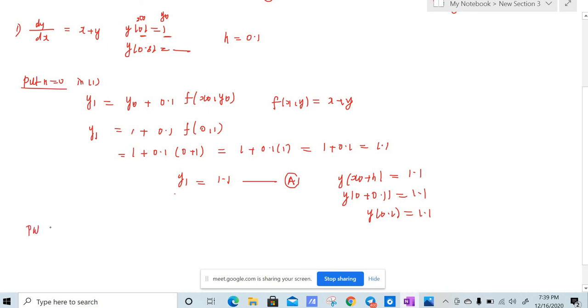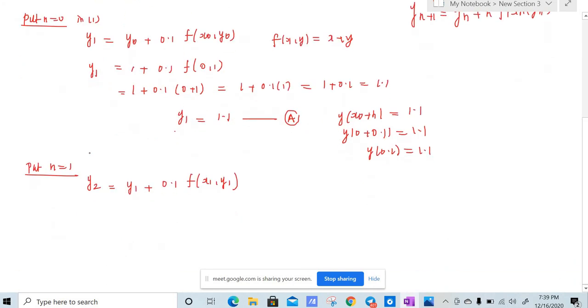So put n is equal to 1. If n is equal to 1, we will have y2 is equal to y1 plus h into f of x n comma y n. The iterative formula is y n plus 1 is equal to y n plus h into f of x n comma y n. You can also take h directly to be 0.3, so you will get 0.3 in a single step itself. But if h is not given, you need to take h as 0.1, then 0.2, and then 0.3. You should choose h to be 0.1 if they haven't mentioned the value of h.